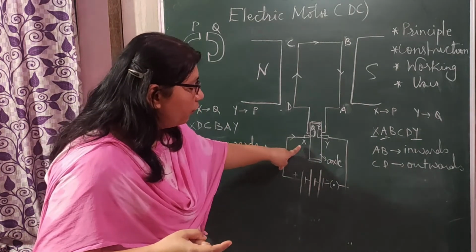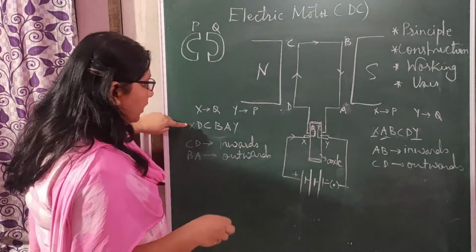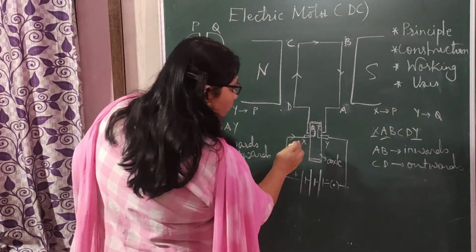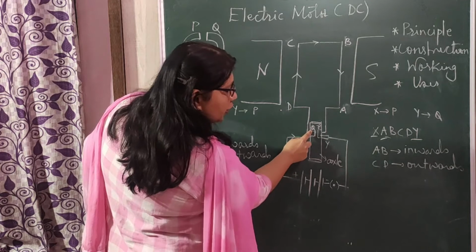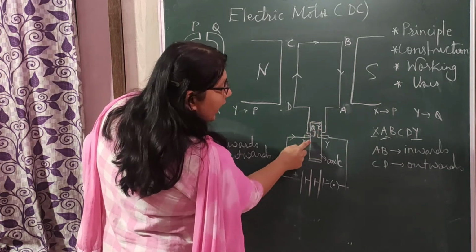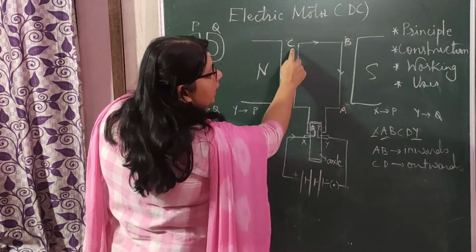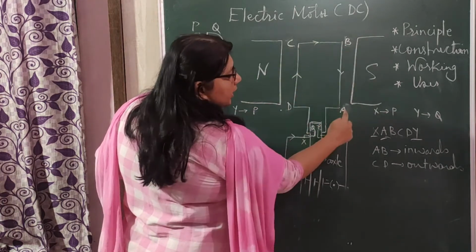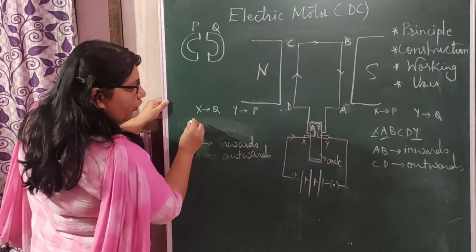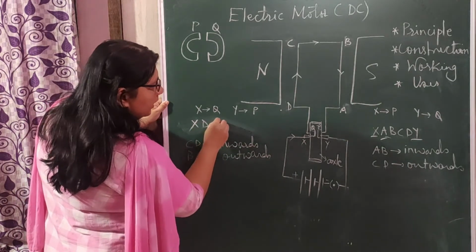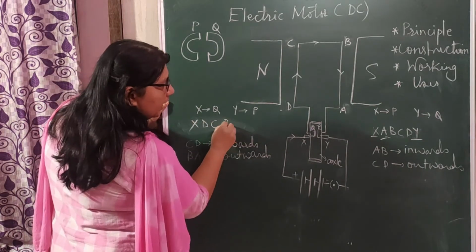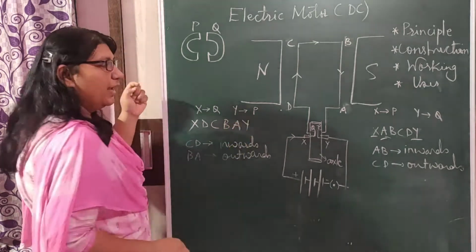The current will flow from X to Q. Just 1 minute. X to Q. Sorry, not to Q. X to D, D to C, to B, to A, to Y. Let me draw it here. X to D, D to C, to B, to A, to Y.